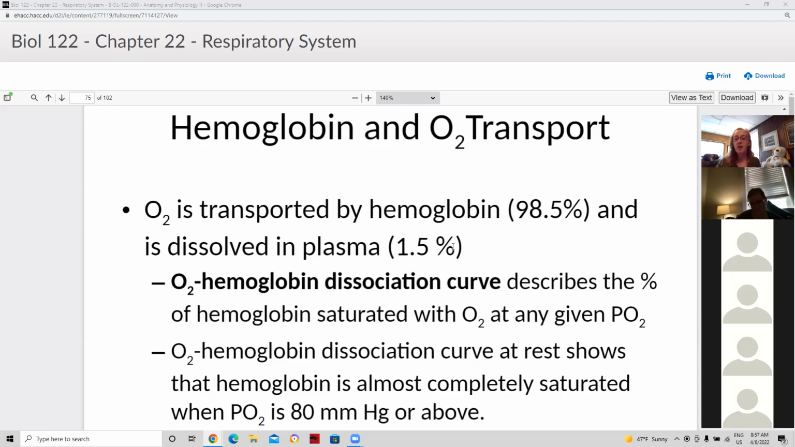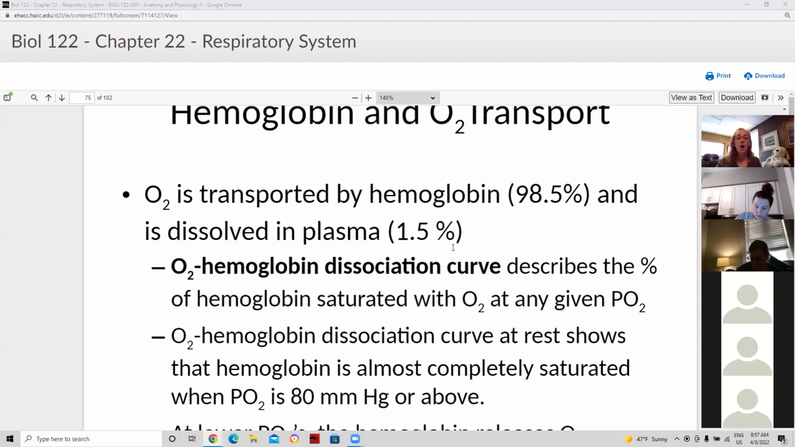You guys, how many oxygen combined to one hemoglobin molecule? 4. Good job, 4. You guys are smart.